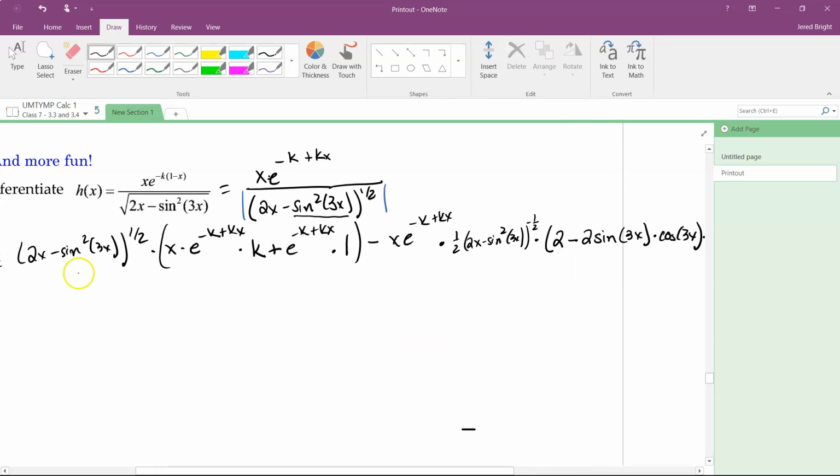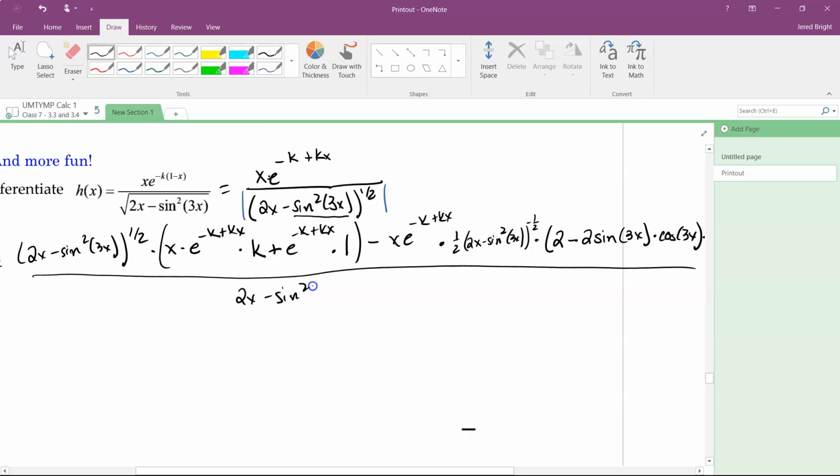And then this is all over low squared, which would just be 2x minus sine squared 3x. Okay, and then guess what? You get to simplify it. Just kidding. I would leave it like this.